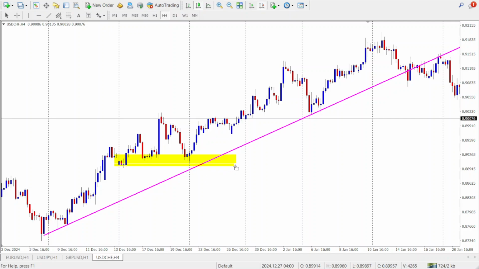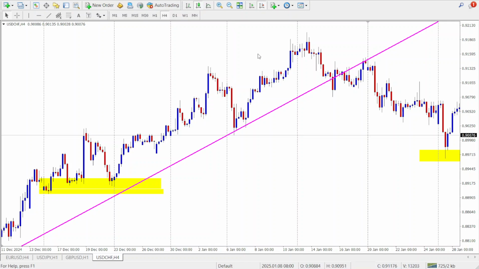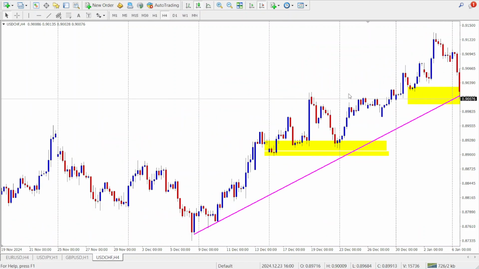So in an uptrend, you should be looking for bullish order blocks. In a downtrend, you should be looking for bearish order blocks. Now use these zones as potential trade entries with tight risk management. Now let's talk about market structure, reading price action like a pro.